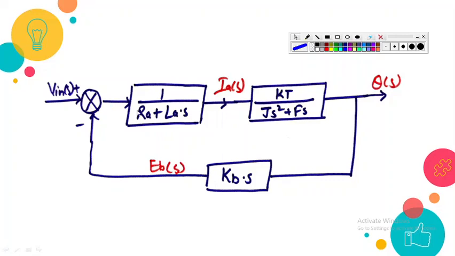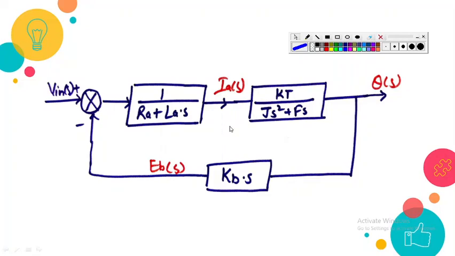Okay, so this will be my feedback path, this will be my forward gain. So I can say that the multiplication of this and this, that is KT divided by (RA S plus LA S) into (J S square plus F S), this will be my forward gain, and this is my feedback gain. For a negative feedback control system, the overall transfer function can be written as G, the multiplication of these two, divided by 1 plus G into H.